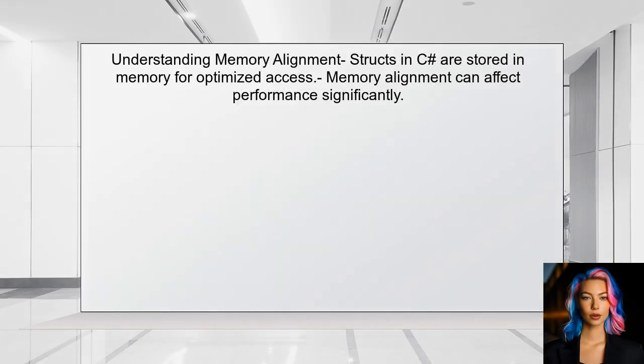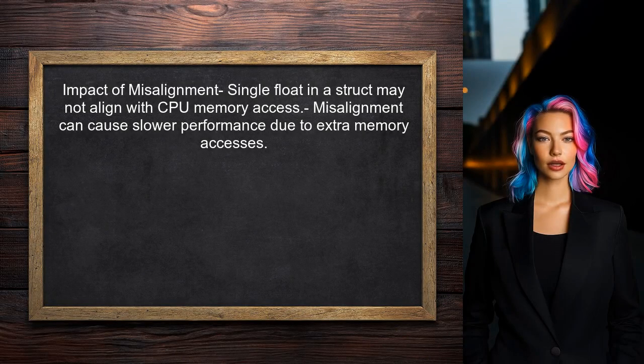To understand why adding an extra field to the struct improves performance, let's first look at how memory alignment works. The user should know that structs in C# are stored in memory in a way that optimizes access speed. When the user wraps a single float in a struct, it may not align well with the CPU's memory access patterns. This misalignment can lead to slower performance due to additional memory accesses.